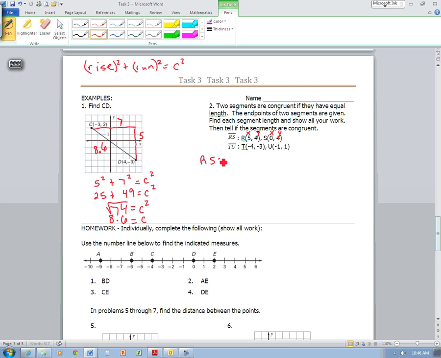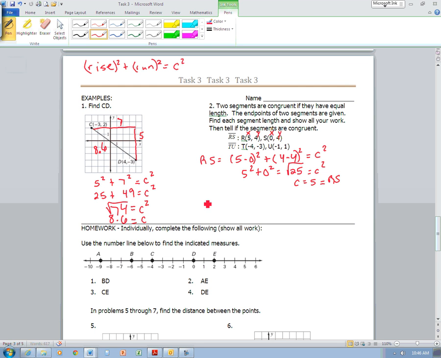So if you're looking at RS, okay, you want to find what's the difference between 5 and 0, and then the difference between 4 and 4. Okay, so the difference between 5 and 0 is obviously 5. The difference between 4 and 4 is obviously 0. So I'm going to do 5 squared is 25, and all this equals C squared. So for my final answer, I take the square root of both sides, and so C in this case would be 5. So the distance from R to S is 5.